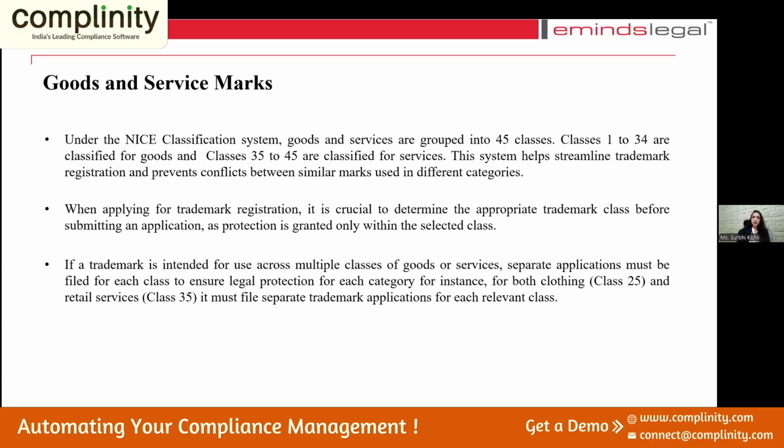If a trademark is intended for use across multiple classes of goods or services, separate applications must be filed for each class to ensure legal protection for each category. For instance, for both clothing, that is class 25, and retail services, class 35, it must file separate trademark applications for each relevant class. So there can be a scenario when you're filing your application under class 25, like clothing, and you're also providing certain services to the people, which is retail services. Then you would need to file your application in both the classes, is what is written there.